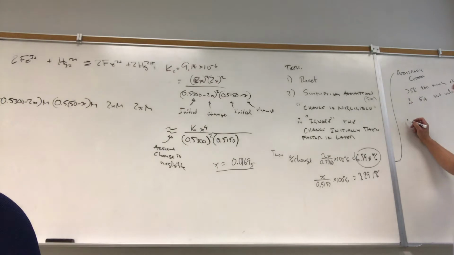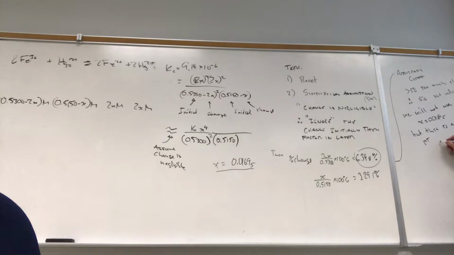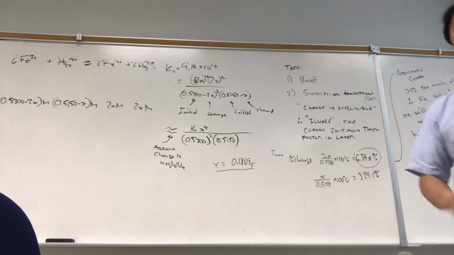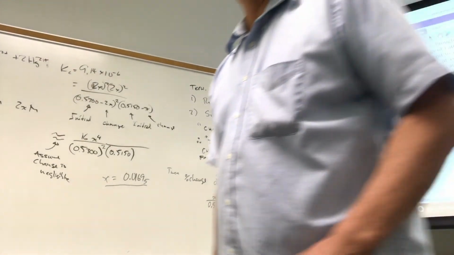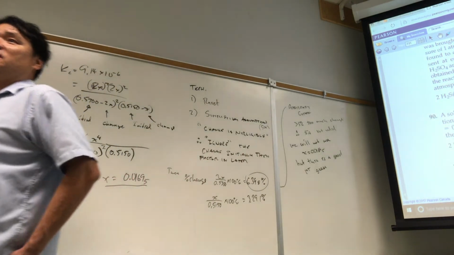And so we will not use x equals 0.01695. We will not use that x. But this is a good first guess. We're going to do the guess and check method, or the method of successive approximations. So what is a good first guess? Well, this is a good first guess.